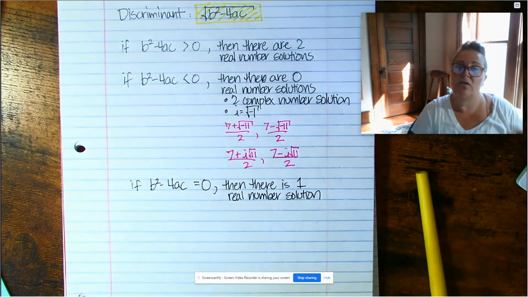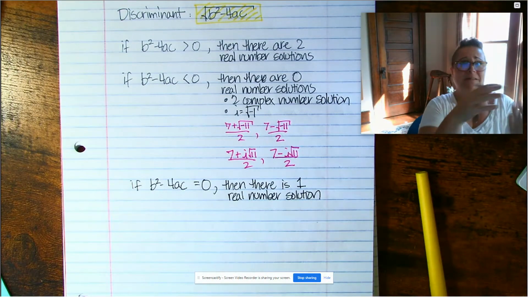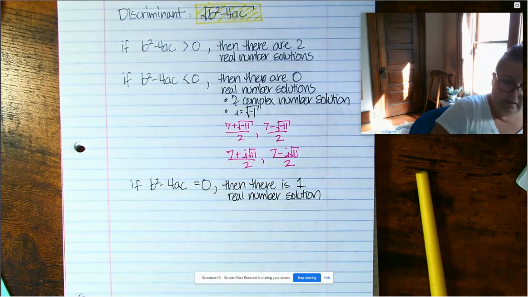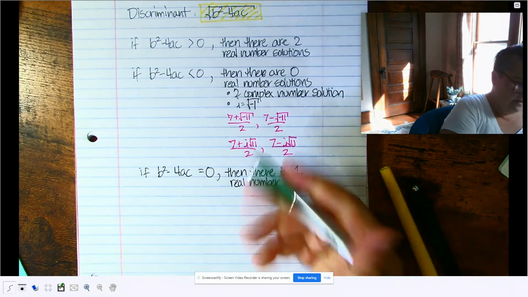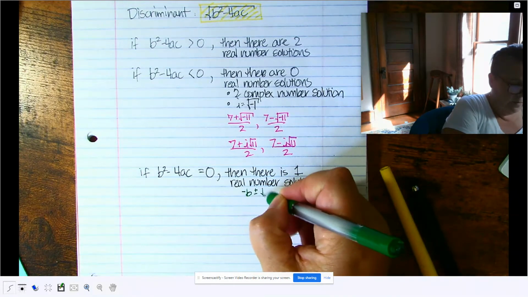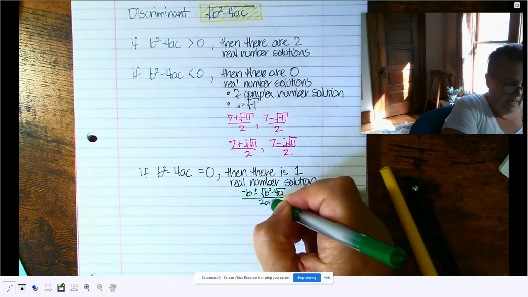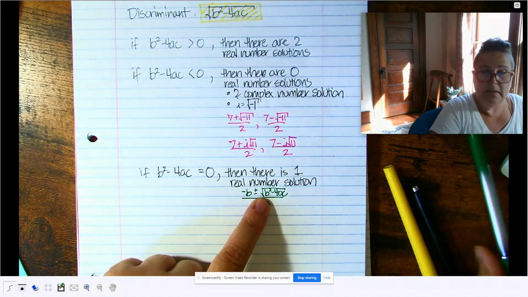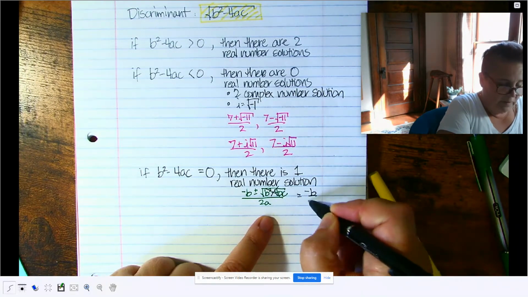Because if that zeroes out, then you would have the opposite of b plus or minus 0. And when you have the plus or minus 0, that's just b. So it ends up being just the b over 2. So you may want to make note that this would look like the opposite of b plus or minus the square root of b squared minus 4ac, all over 2a. If this zeroes out, you're just going to end up with the opposite of b over 2a.